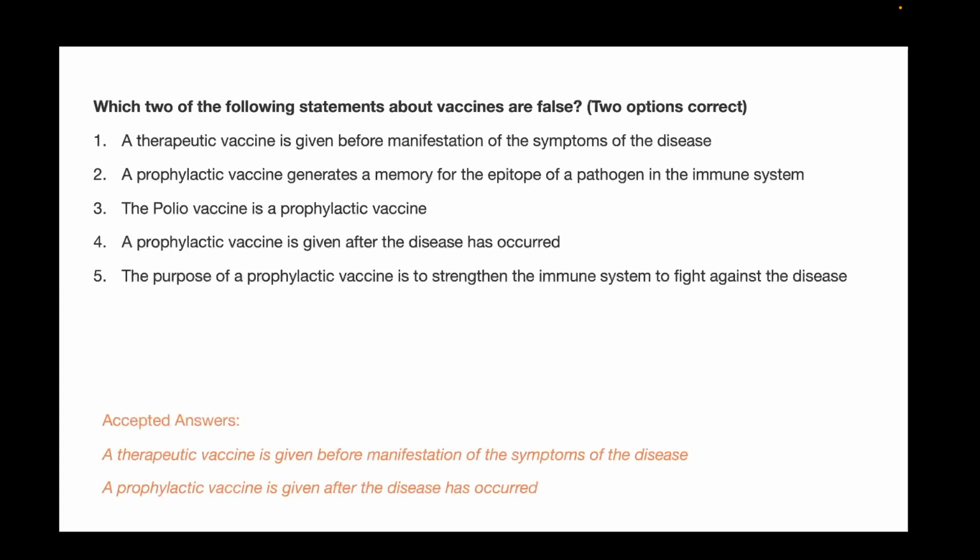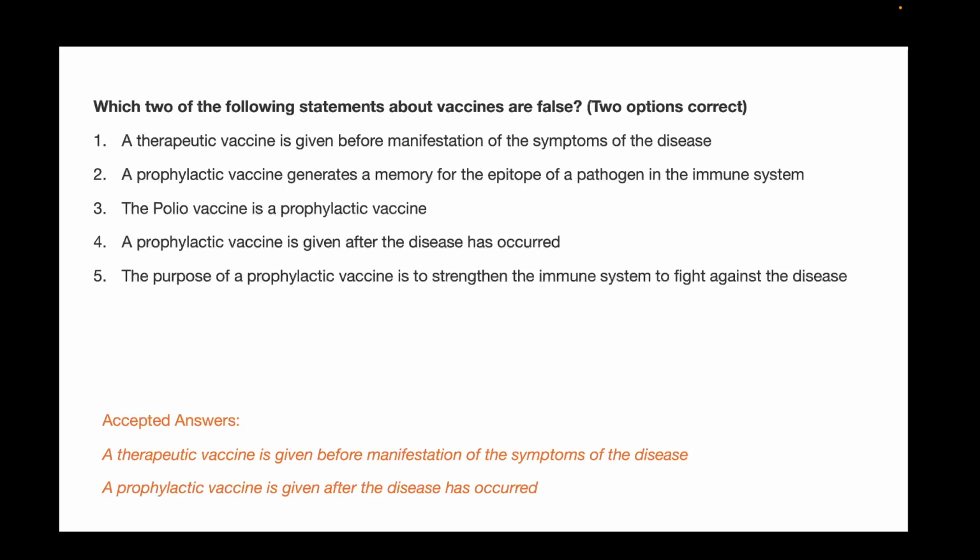So the correct answer here would be option 1 and option 4. Option 1, that a therapeutic vaccine is given before manifestation of the symptoms of the disease. And option 4, that a prophylactic vaccine is given after the disease has occurred.